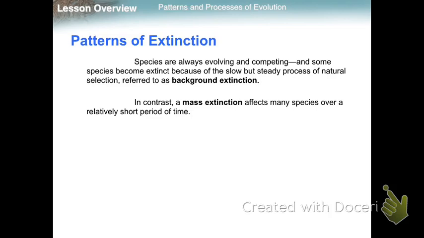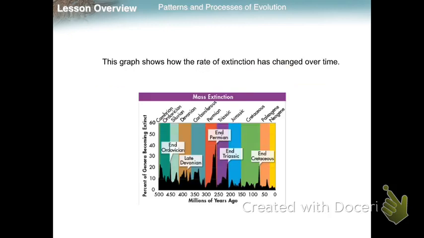Patterns of extinction are broken into two main categories. Background extinction is slow and steady. Sometimes there's a mass extinction that affects many species over a short period of time. It's said in some scientific circles that we're in the middle of a mass extinction right now because of the effect of humans on the environment and how quickly the environment is changing, so that organisms can't adapt. They're being wiped out at a very fast rate.